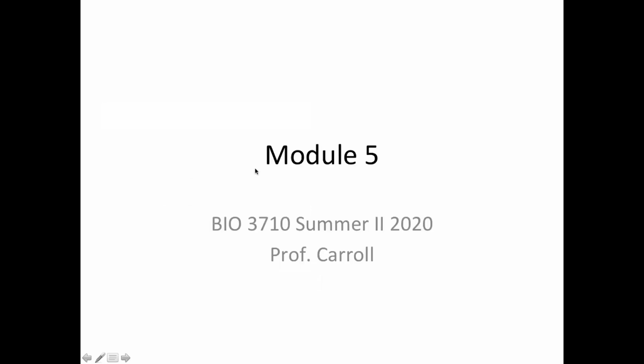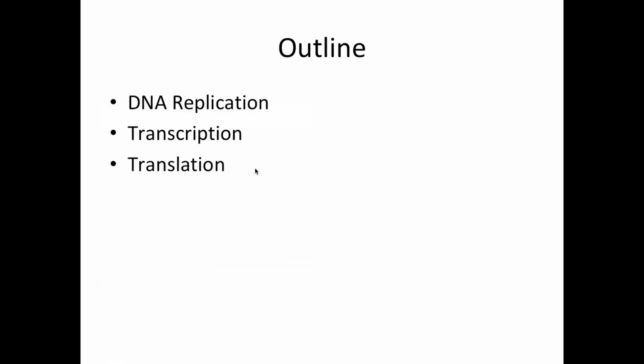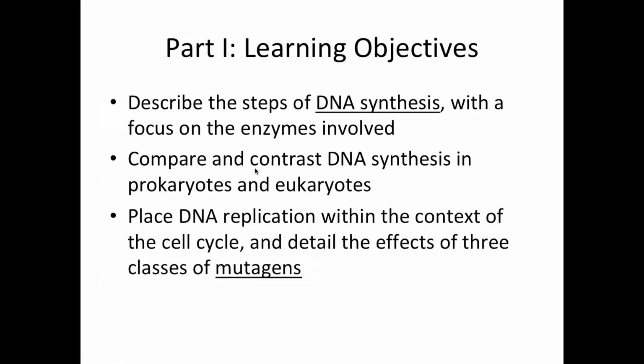We have arrived at our last module for the class, Module 5. For this one, we're going to cover the central and essential processes of the central dogma, which starts with DNA replication. For this part, we have the following learning objectives: to describe the steps of DNA synthesis, to compare it in prokaryotes and eukaryotes, and then to explain what could happen in terms of the cell cycle and the effect of mutations.